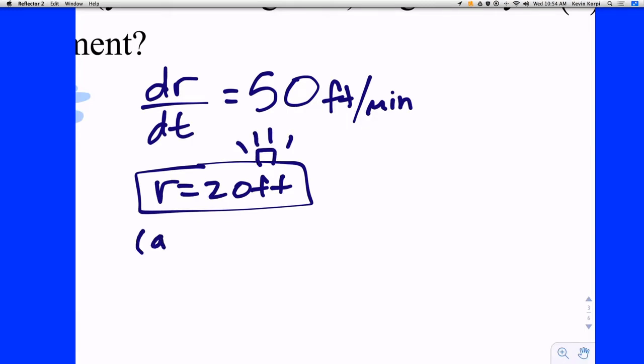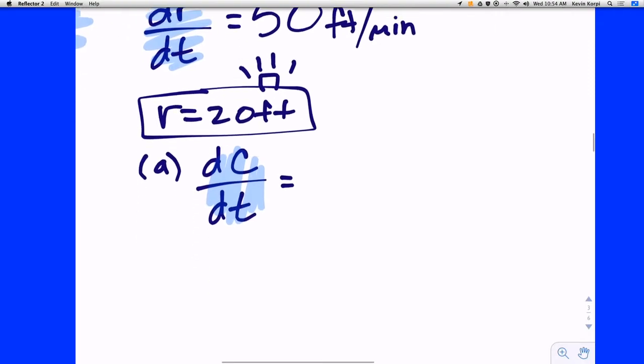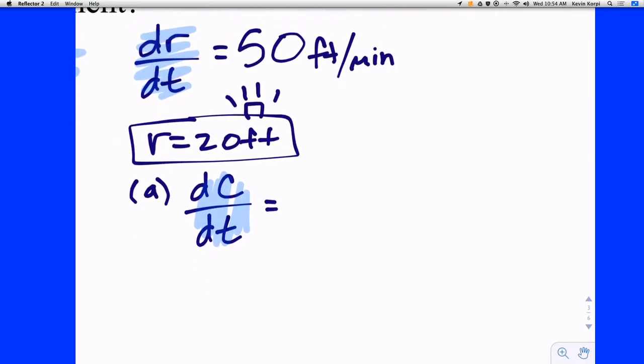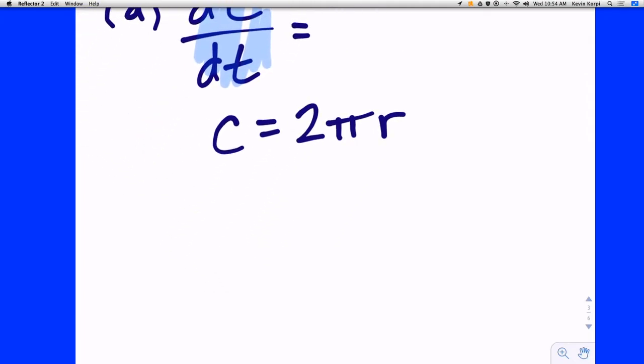On part A, we're looking for the change in the circumference. So I'm going to call the circumference C. There's my target. I need to then relate the rates to each other, dC/dt to dr/dt. But of course, before we relate the rates, we need to relate the quantities. This is where it's real easy, right? You're talking about a circle, and you want to relate the circumference to the radius. So the circumference is 2 pi r, piece of cake. That's your quote-unquote position equation. Once you have the position equation, we need the rate equation, so we need to differentiate with respect to t.